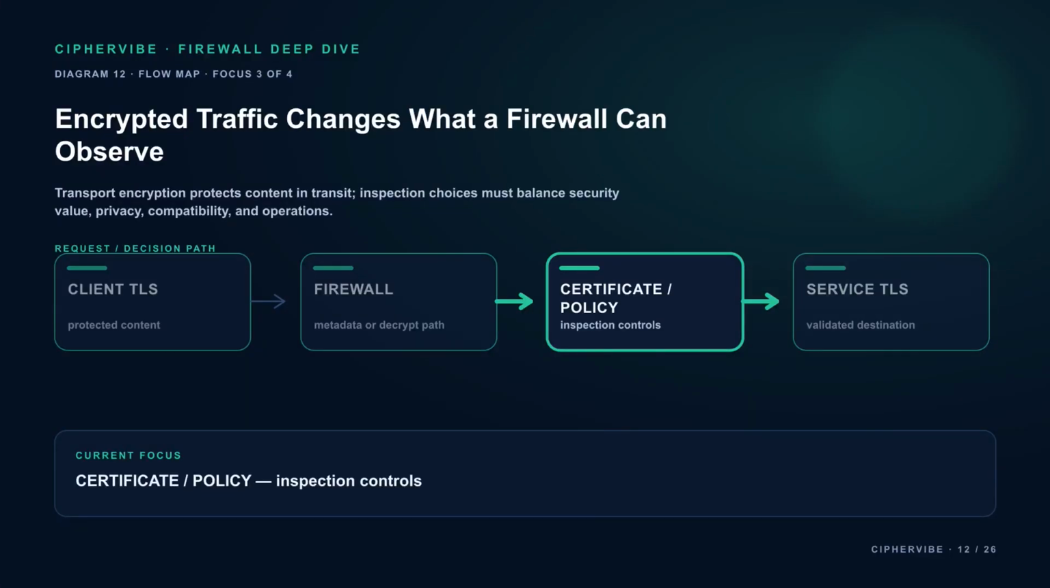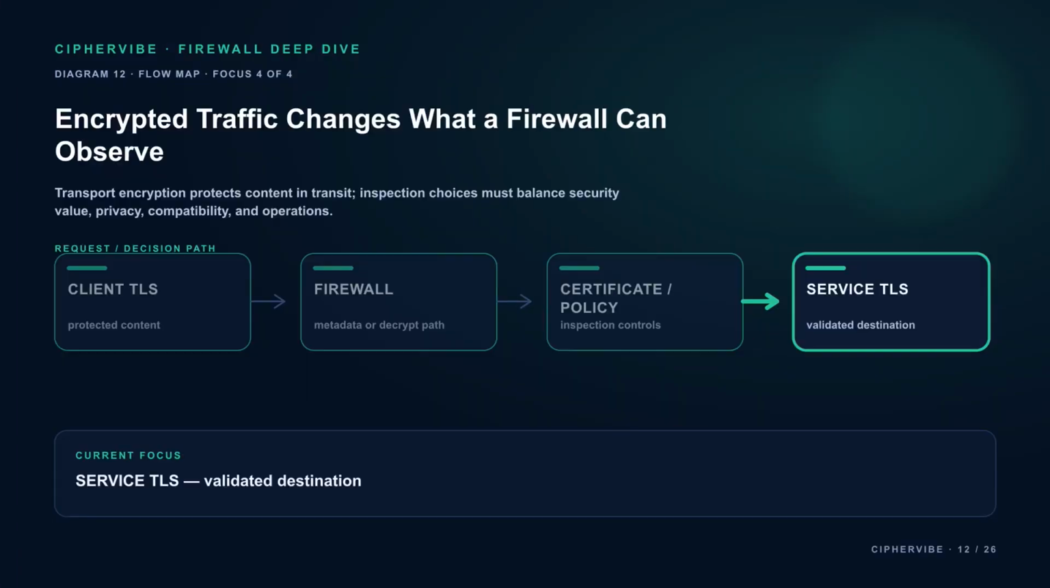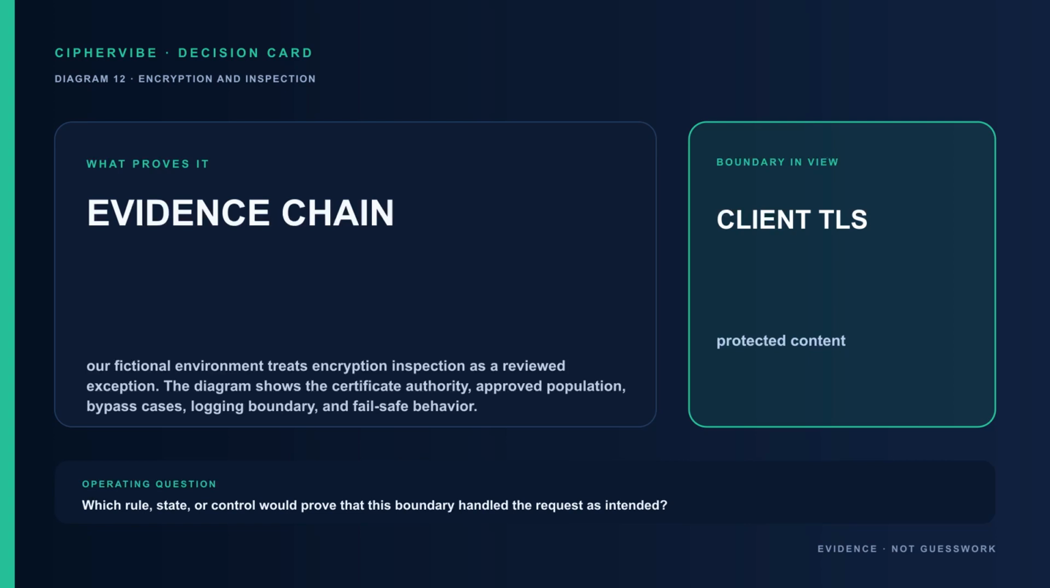It requires trust distribution, key handling, privacy review, failure testing, legal and policy alignment, exceptions for sensitive flows, and clear user communication. The goal is not to decrypt everything by default. The goal is to make a deliberate, proportionate decision. Mechanically, the policy either evaluates available metadata or routes traffic through a managed decryption and re-encryption process, then applies application-aware controls where the content is available.